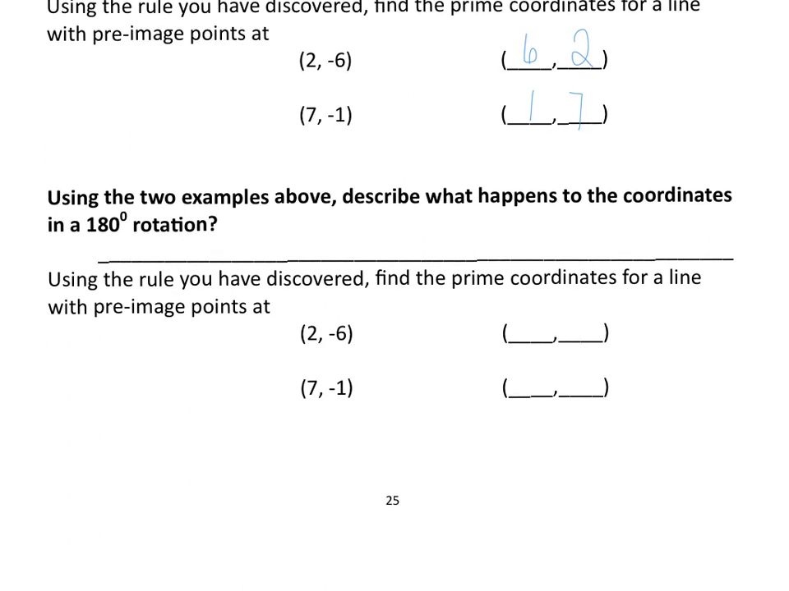They will not state if it's clockwise or counterclockwise, because it doesn't matter which way you move, you'll end up in the same quadrant. The rule for a 180-degree rotation is that both coordinates are going to change signs. So in looking at the point 2, -6, +2 becomes -2, and -6 becomes +6. For 7, -1, +7 becomes -7, and -1 becomes +1.